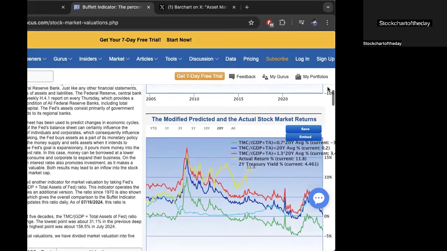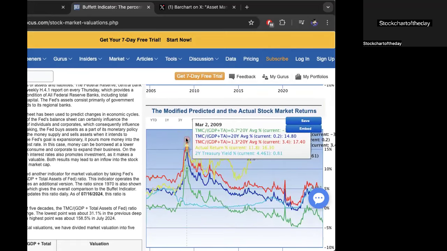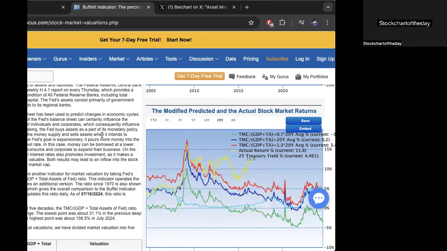Whereas you can see, back here in 2009 at the bottom of the market, if you would have bought then when the stock market cap to GDP got into the 60s, your 20-year predicted return would have been 17% a year. And of course, the S&P's gone from 666 to 5,600. So this thing does work. And again, it's a long-term indicator. It's not something that's going to predict the price of the market tomorrow, but I think now it's really showing you.